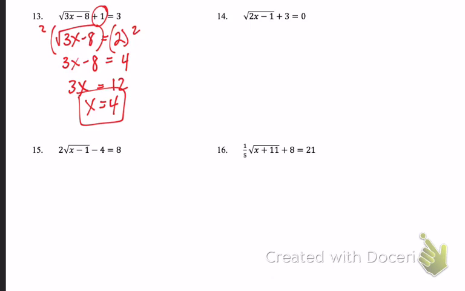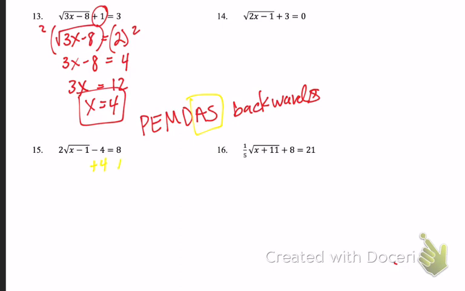If I look at number 15, anytime you're trying to isolate the radical, think about doing PEMDAS backwards. And so what I mean by that is I want to add subtract first. So I'm going to add the 4 first. So 2 square root of x minus 1 equals 12.